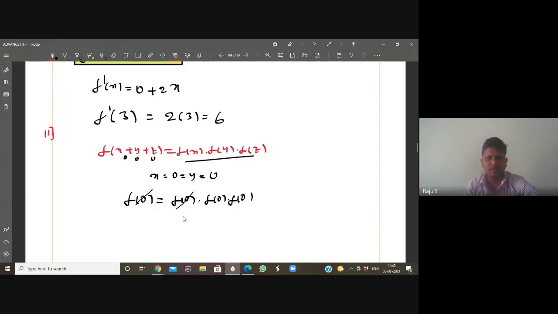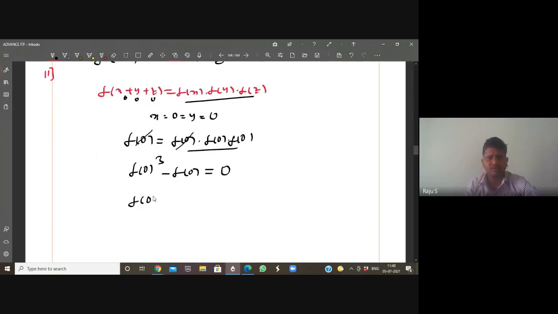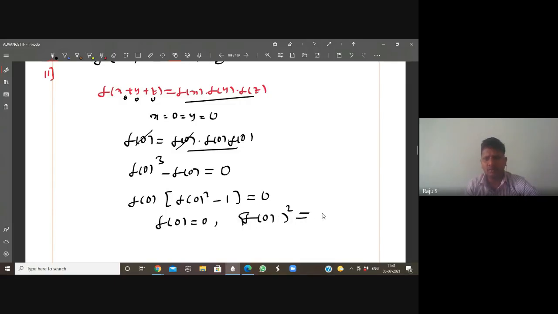We cannot cancel, otherwise you can take all values at one side. Right side is f of 0 whole cube. Left side is f of 0, take it right side, is equal to 0. Now f of 0 is common. When I take f of 0 common, f of 0 square minus 1 is equal to 0. So here we are getting two values, f of 0 is equal to 0, f of 0 whole square is equal to 1. So f of 0 is equal to plus or minus 1.